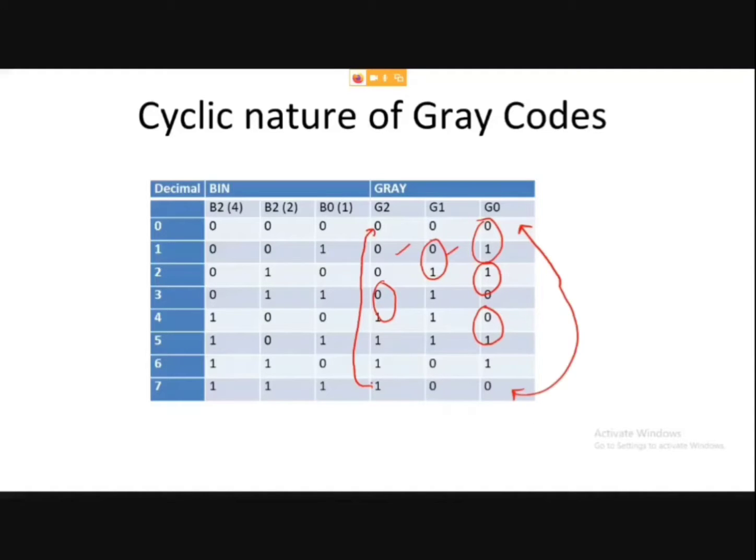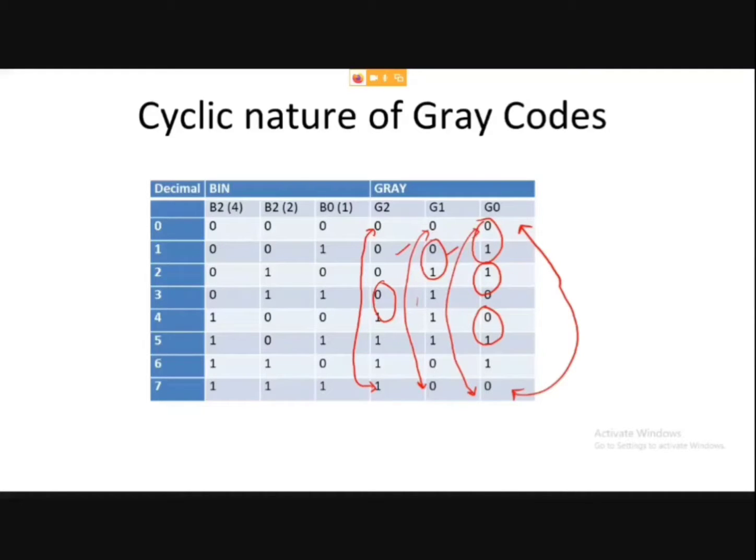In the first number there is 0 and here it is 1. This 0 and this 0 are same. Similarly this 0 and this 0 are also the same. So even between the first and the last gray member there is only one bit change.